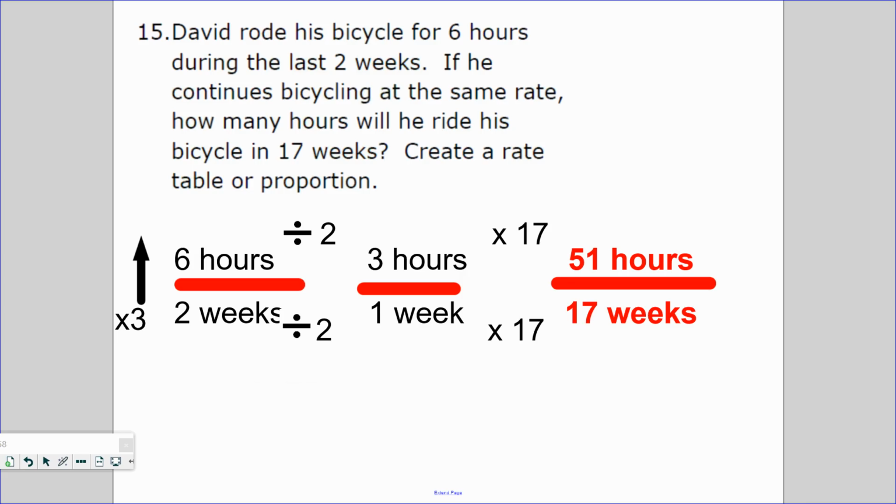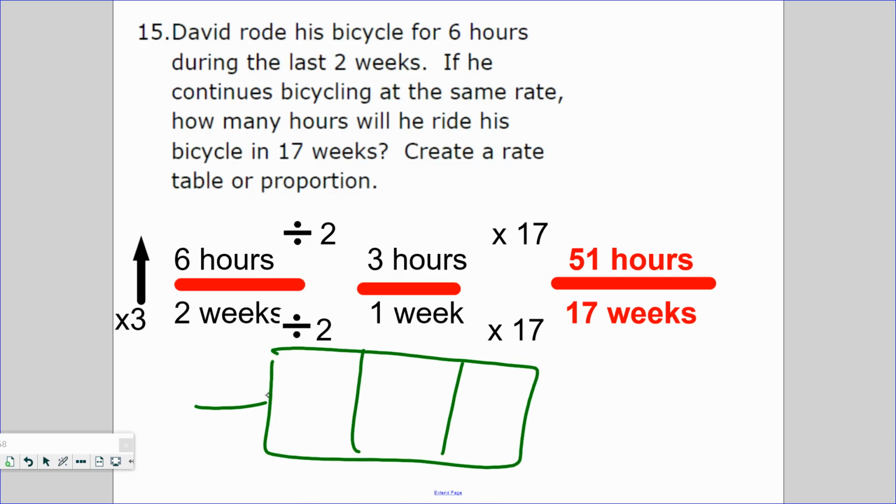Number 15, David rode his bicycle for 6 hours during the last 2 weeks. If he continues bicycling at the same rate, how many hours will he ride his bicycle in 17 weeks? I'm going to make a table for those who do like tables. So it's about hours and weeks. 6 hours, 2 weeks.